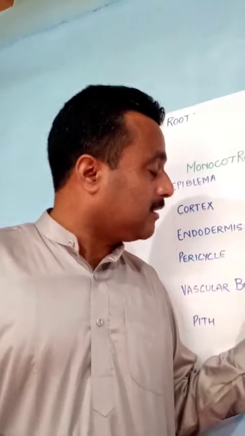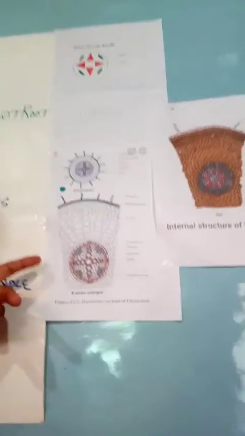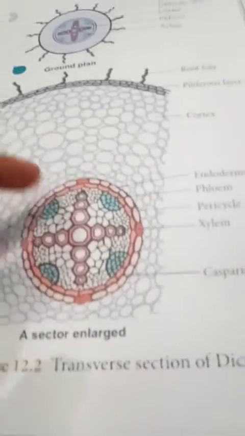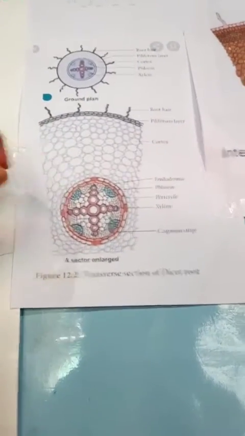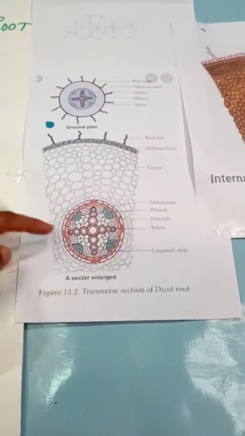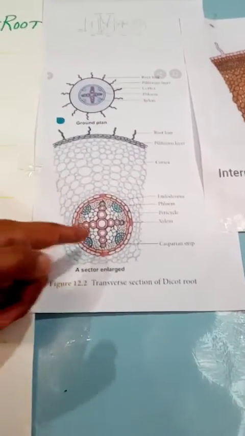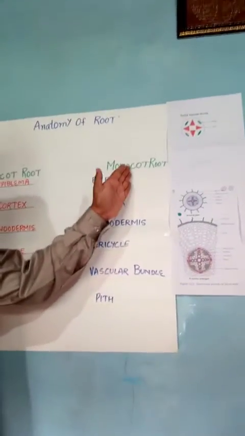The other point about the vascular bundle is that the xylem is exarch, that is, the protoxylem is present towards the periphery and the metaxylem is present towards the center. Also, the xylem varies from diarch to tetrarch. Regarding the pith, it is either absent or very small in size, and somewhat centrally located. After this, let us move towards the monocot root.